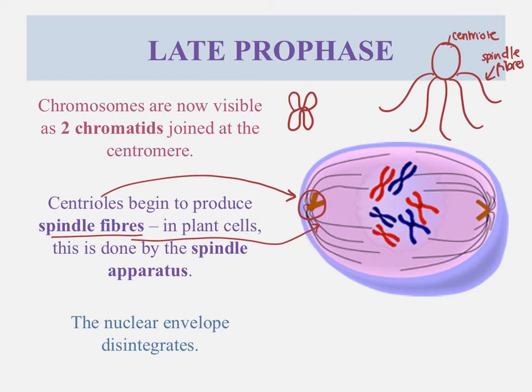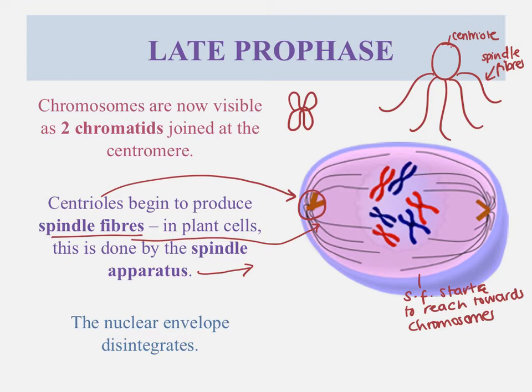In plant cells, the centriole isn't really a thing. Instead they have something called the spindle apparatus, which does exactly the same job at producing those spindle fibres. Now as you can see, the spindle fibres, I'm just going to put SF, start to reach towards the chromosomes. This is going to be super important for our next step.